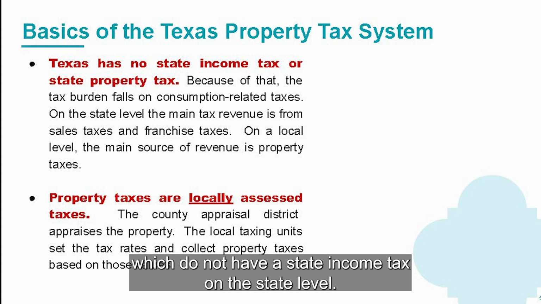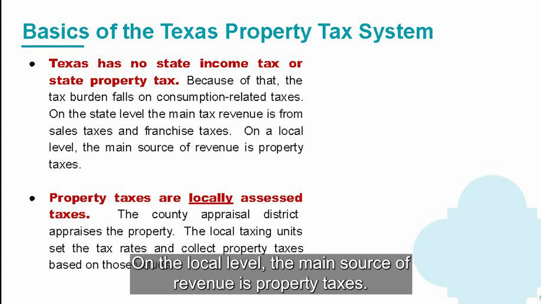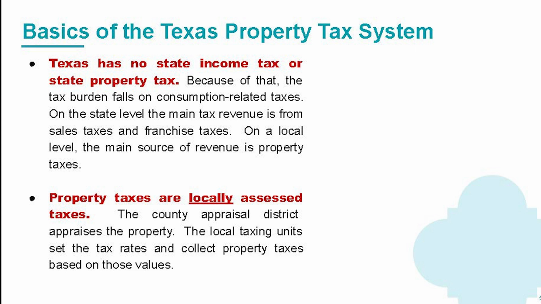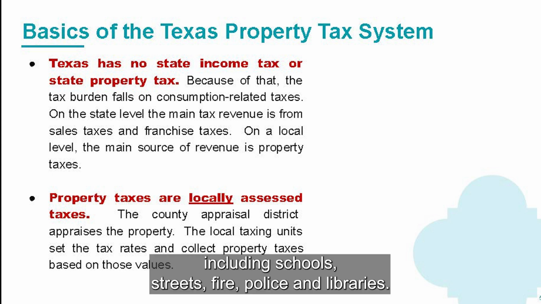On the state level, the main source of tax revenue is sales and franchise taxes. On the local level, the main source of revenue is property taxes. Property taxes help pay for local services, including schools, streets, fire, police, and libraries.